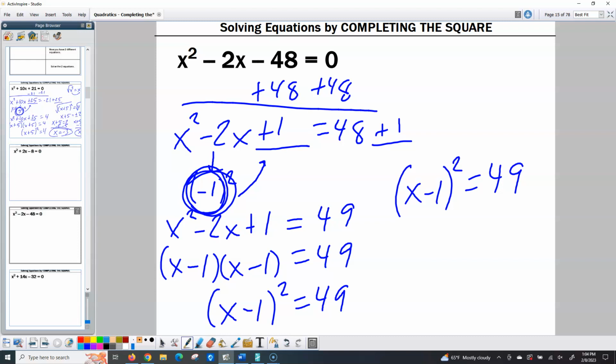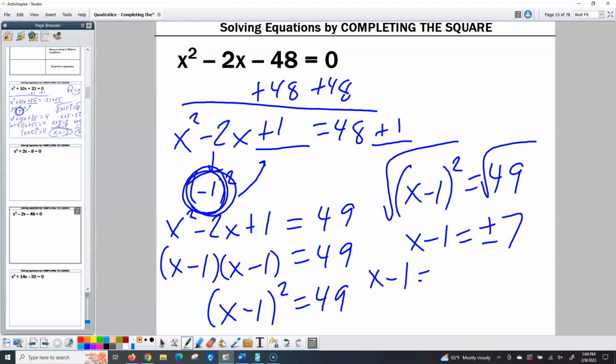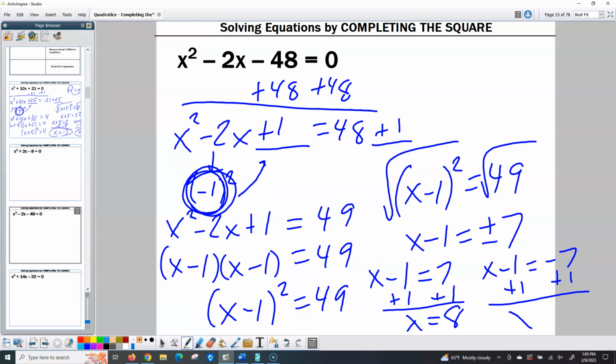Once I got that, I have a perfect square on each side of my equation. I'm going to take a square root of both sides. The square root of something being squared is just that something. The square root of 49 in this case is going to be plus or minus 7. Those are my two equations. I got x minus 1 equals 7, or x minus 1 equals negative 7. I'll add 1 to this side, add 1 to that side. X equals 8. Add 1 to this side, add 1 to that side. X equals negative 6. Those are my two zeros.